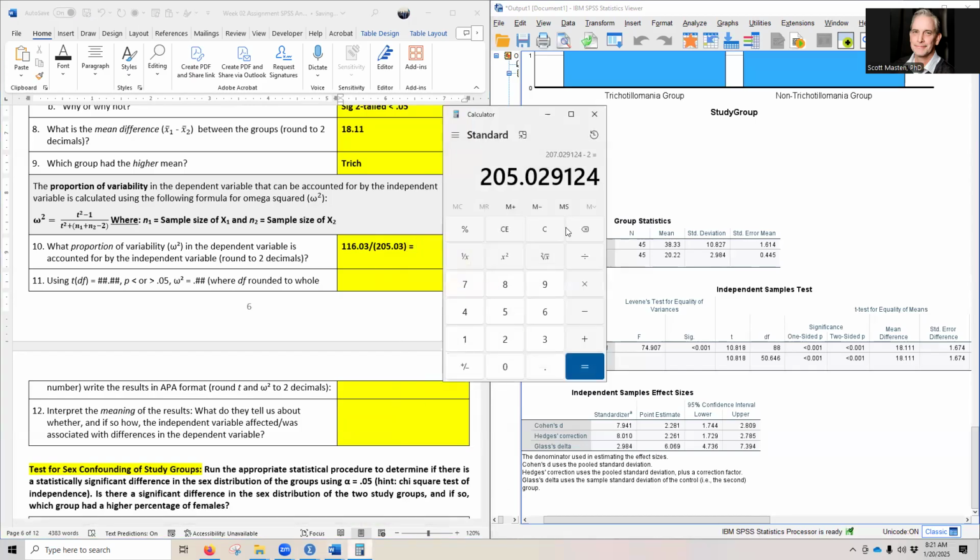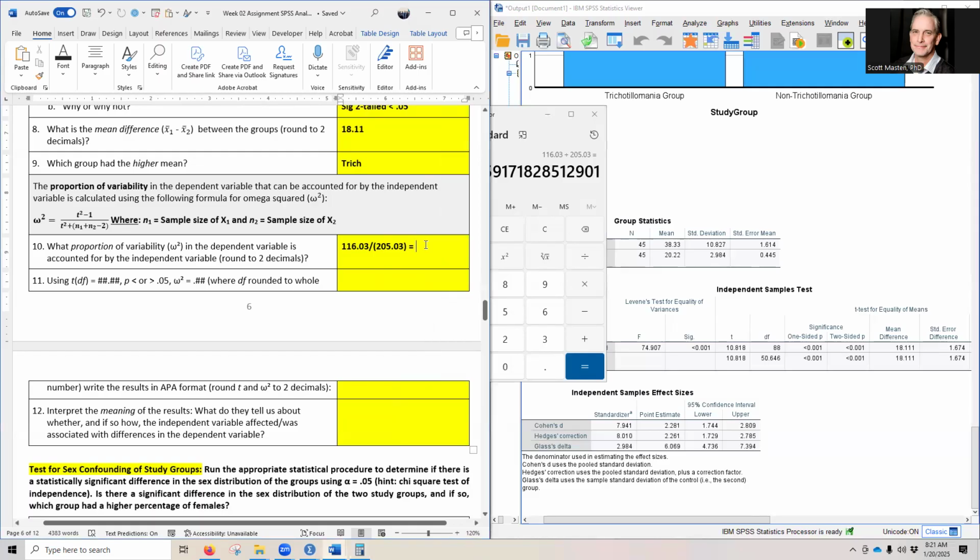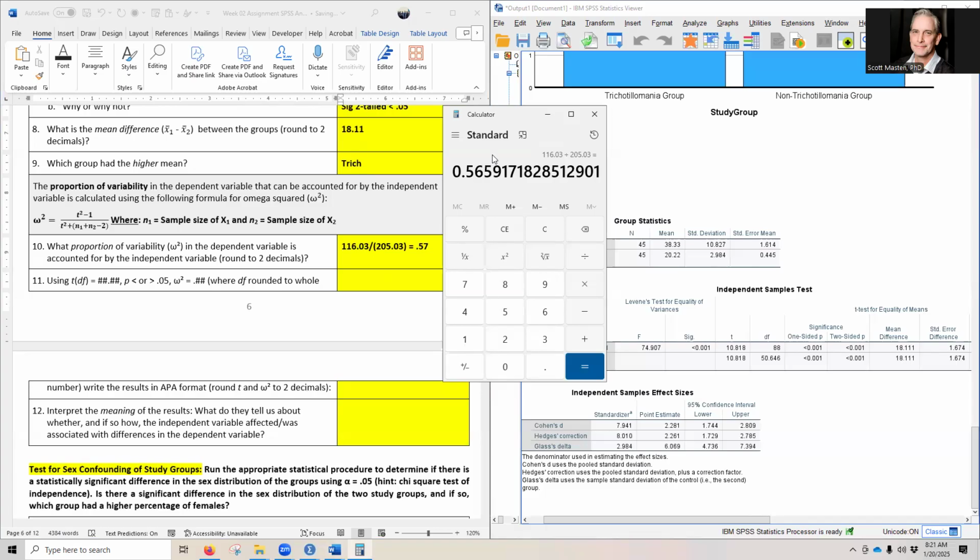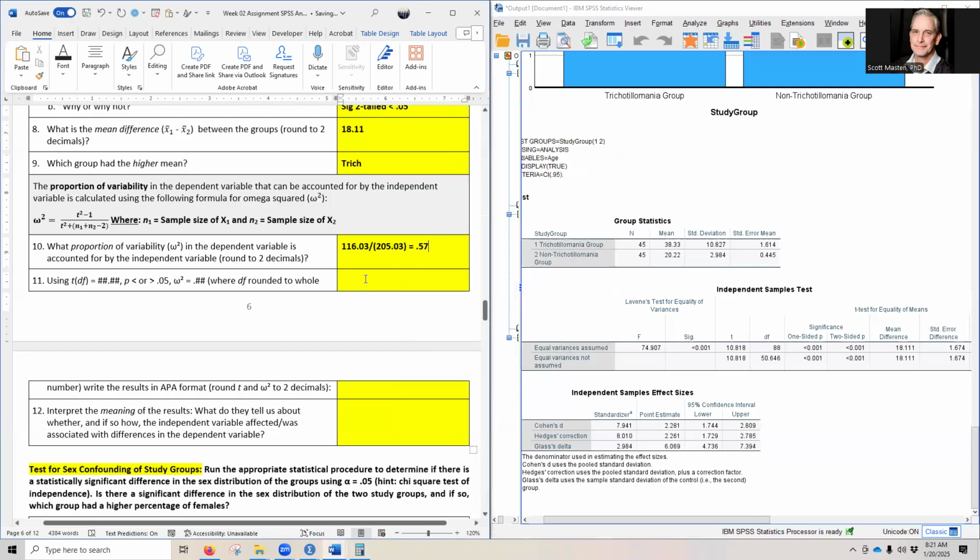So let's see if we get something reasonable. 116.03 divided by 205.03. You get 0.5659, round that to decimals is 0.57. Big old difference. So about 57% of the variability in ages can be accounted for by whether they're in the trick group or the non-trick group. That's a little nutty. So let's go ahead and fill in our T.